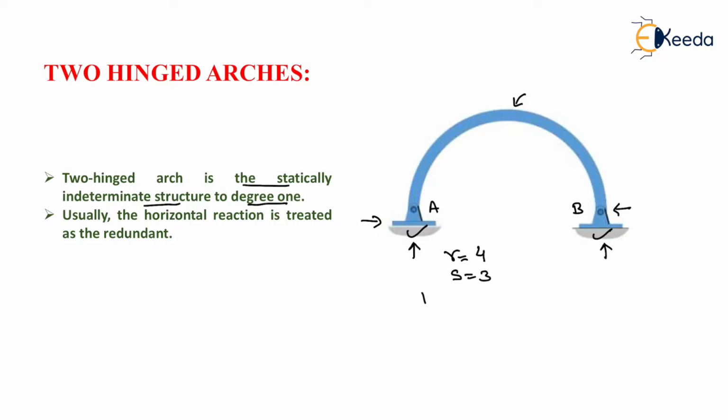Now if we are going to calculate the external static indeterminacy, then it will be equal to R minus S, so it will be equal to 4 minus 3, and the two hinged arch is a statically indeterminate structure and the degree of indeterminacy will be equal to 1. Now this degree of external indeterminacy can be determined by taking the horizontal reaction as the redundant.